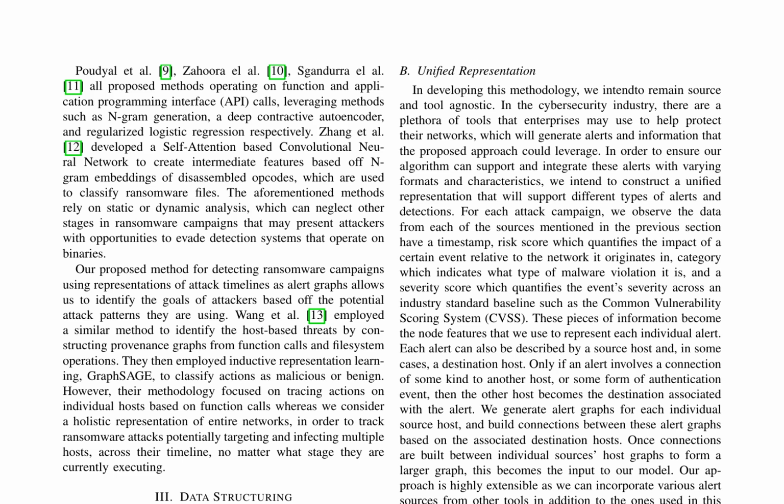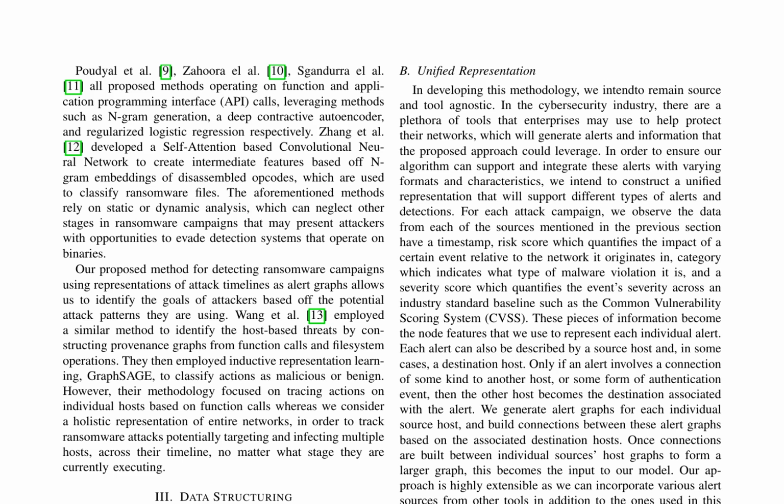The paper presents a novel approach to detecting ransomware campaigns by analyzing attack timelines as alert graphs. This methodology focuses on identifying attacker goals based on potential attack patterns, rather than solely relying on static or dynamic analysis of ransomware binaries. The authors simulate ransomware campaigns using an industry-standard attack simulation tool and collect data from various alert sources, including endpoint detection, network detection tools, and a malware severity ranking model.